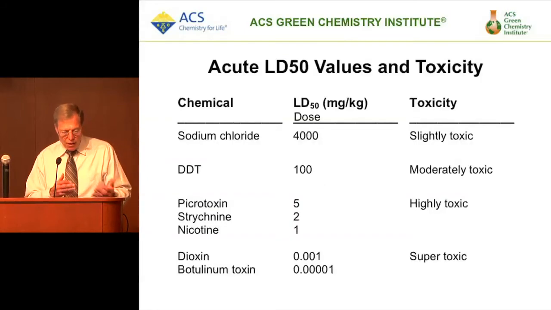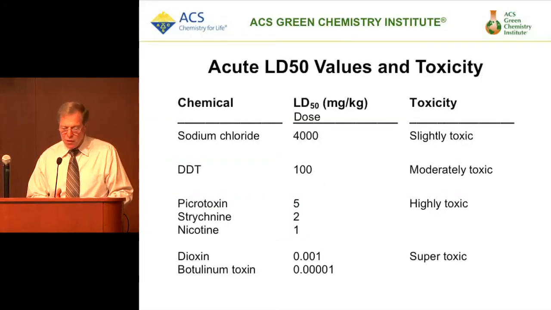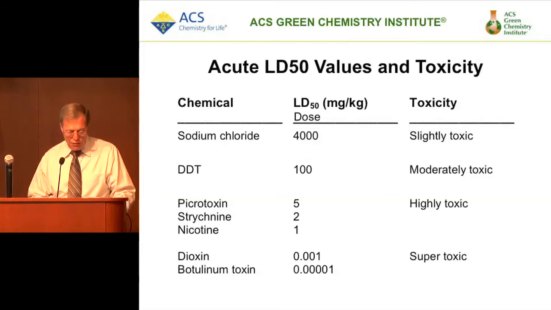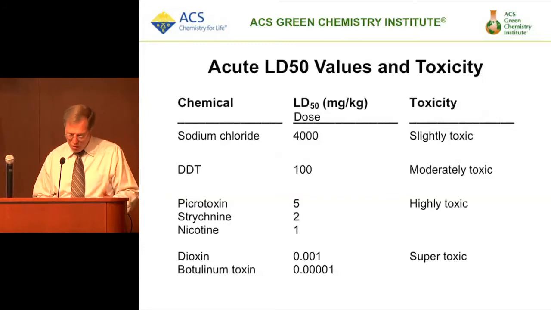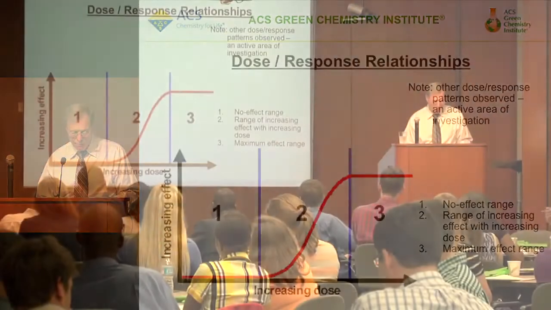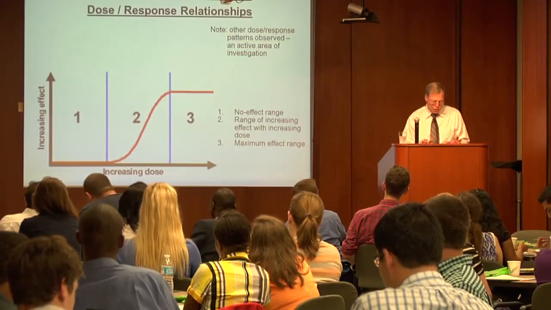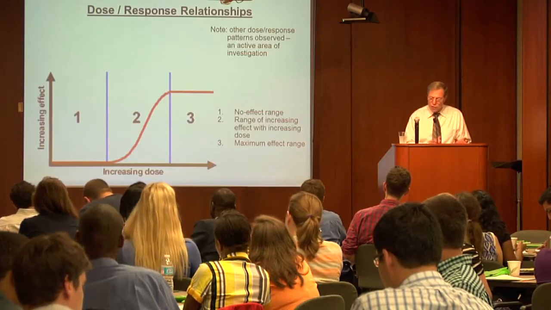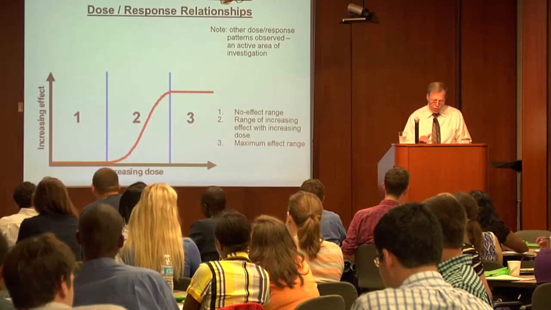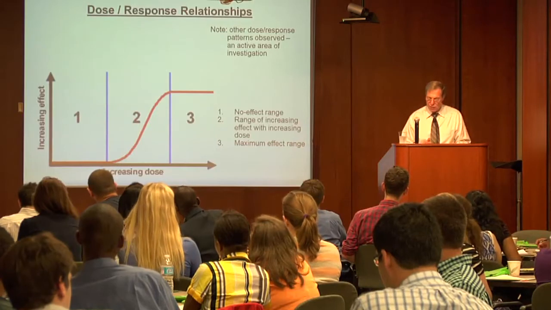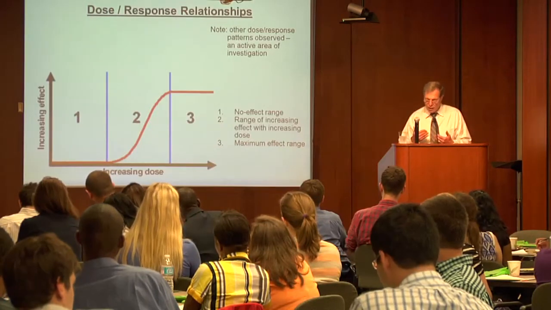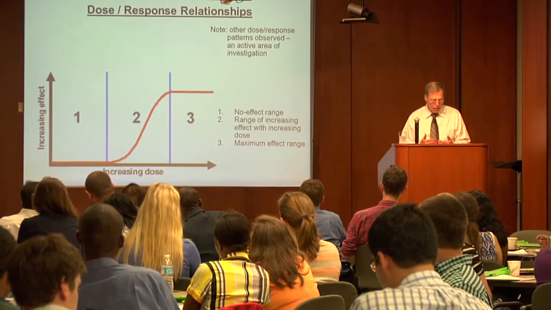Here you see, for a number of different compounds, the dose required to achieve a lethal dose for 50% of the organisms. And you see a range of LD50 values across a number of different compounds. Dose-response relationships are really critical. So you have region 1, a no-effect range, a range 2 of increasing effect with increasing dose, and then a plateau of maximum effect range.